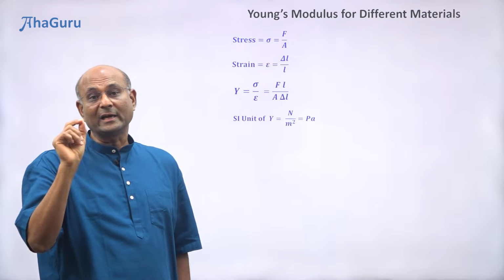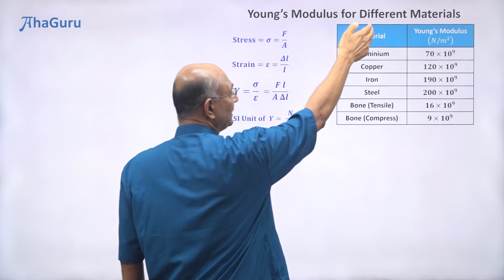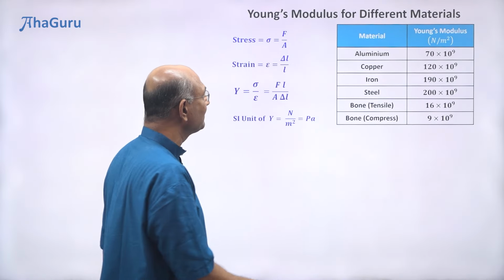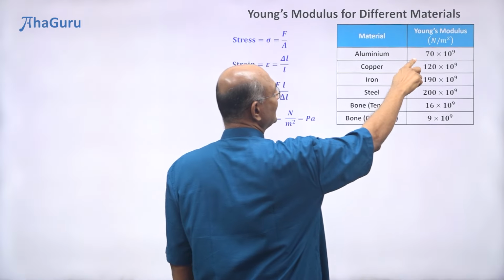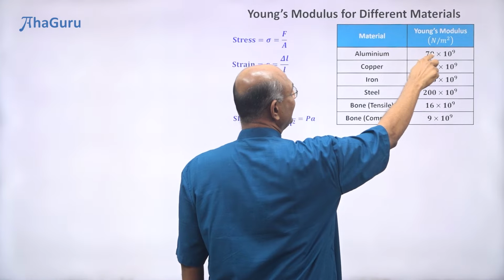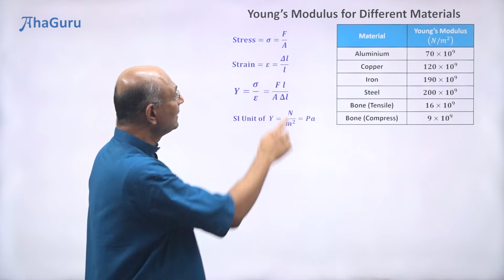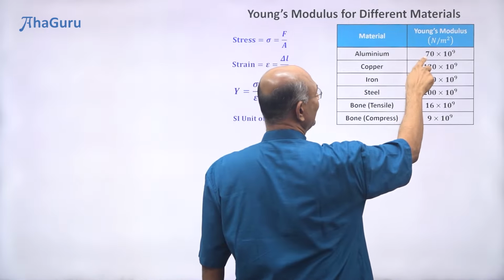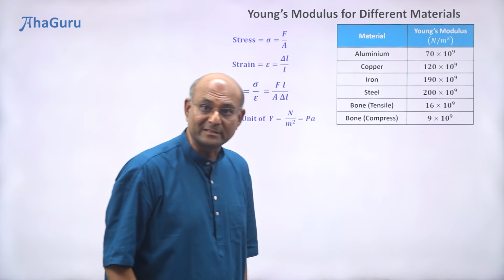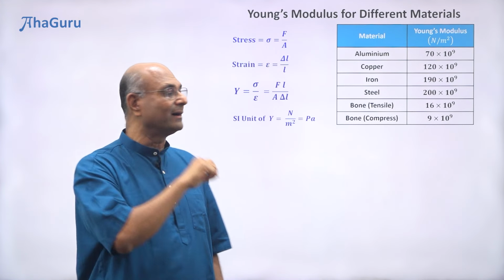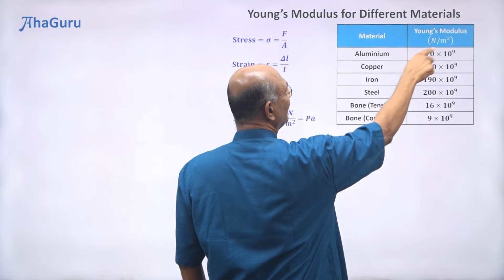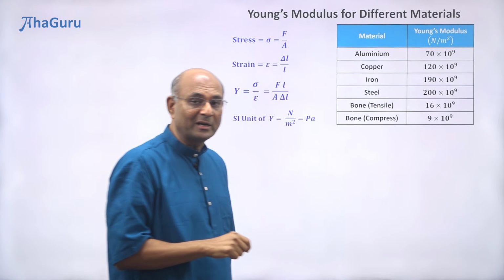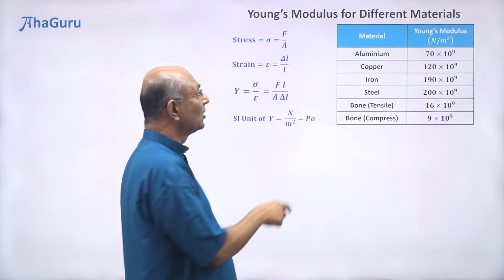Let us now look at Young's modulus values for different materials that are given here. So, aluminium has a Young's modulus of 70 into 10 to the power of 9. SI units is newtons per meter square, which is pascals. So 70 into 10 power 9 pascals. Now 10 power 9 is a giga. So this is 70 gigapascals. Aluminium's Young's modulus is 70 gigapascals.